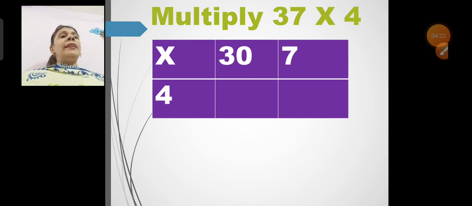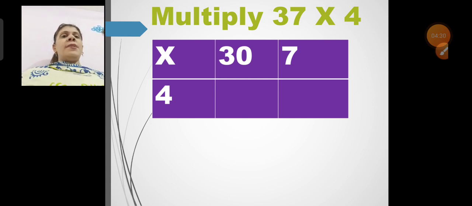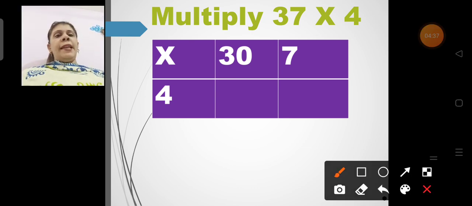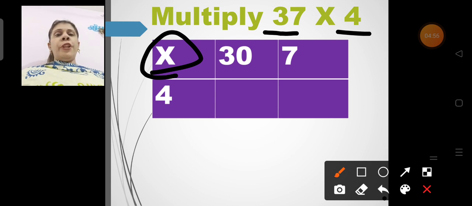Now multiply 37 by 4. This is our question. What you are going to do? You are going to make 3 rows and 3 columns. First thing you are going to do is write the multiplication sign in the first column. Once you have written it, you are going to split this number 37 into 30 and 7, and it will become 37. Then your number 4 is left, because the multiplication sign you have already put at the start.